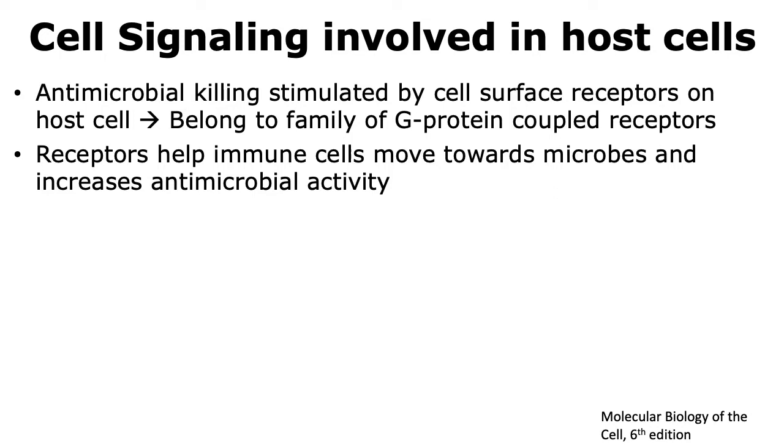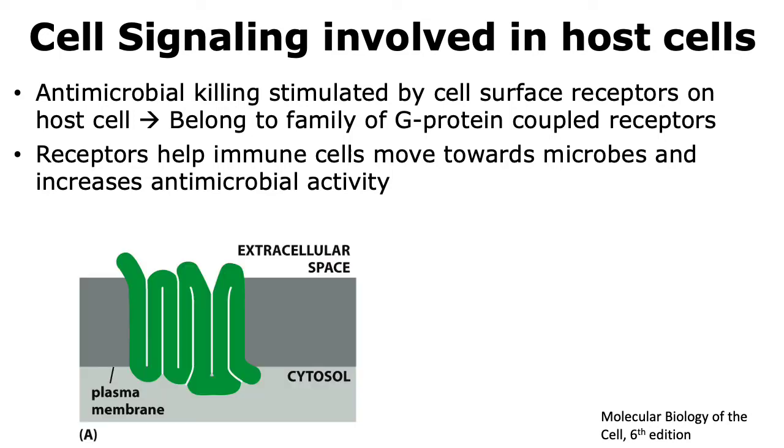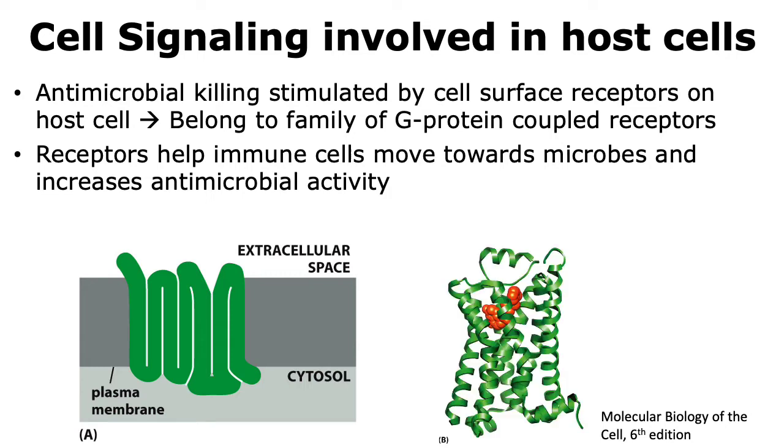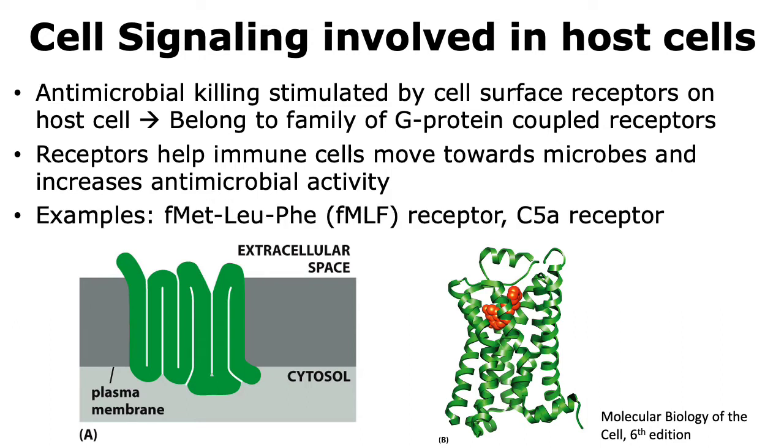So, antimicrobial killing can be stimulated by cell surface receptors present on the host cell, and most of them belong to the family of G protein-coupled receptors or GPCRs. These are transmembrane proteins with 7 membrane-spanning alpha helices, and here we can see another figure where we can see the actual alpha helices, and the red is basically where the ligand binds to the G protein-coupled receptor. These receptors help immune cells move towards microbes and increase their antimicrobial activity through the process of signal transduction. And so it activates different signal transduction cascades that help the immune cells to move towards microbes.